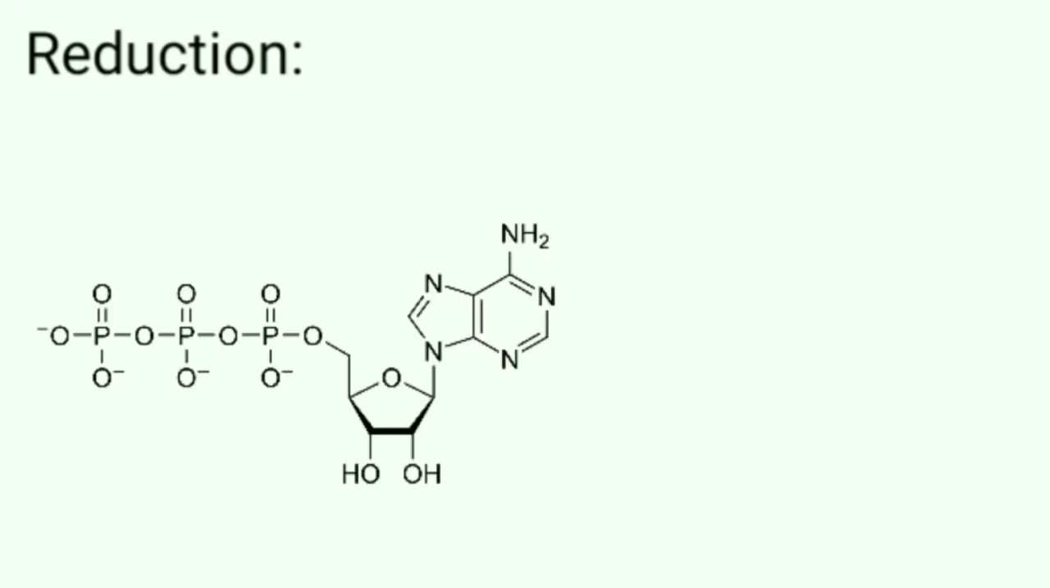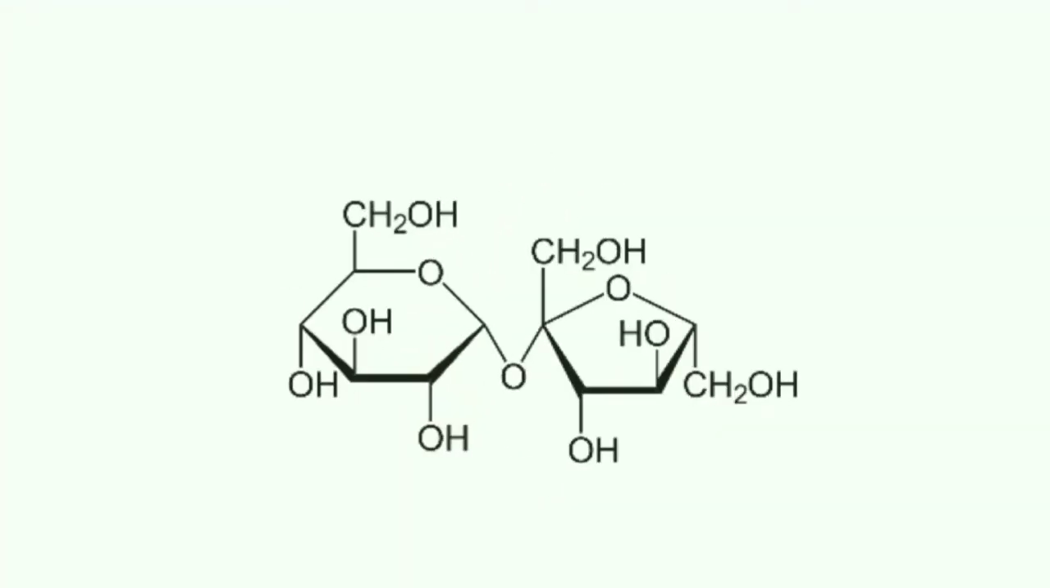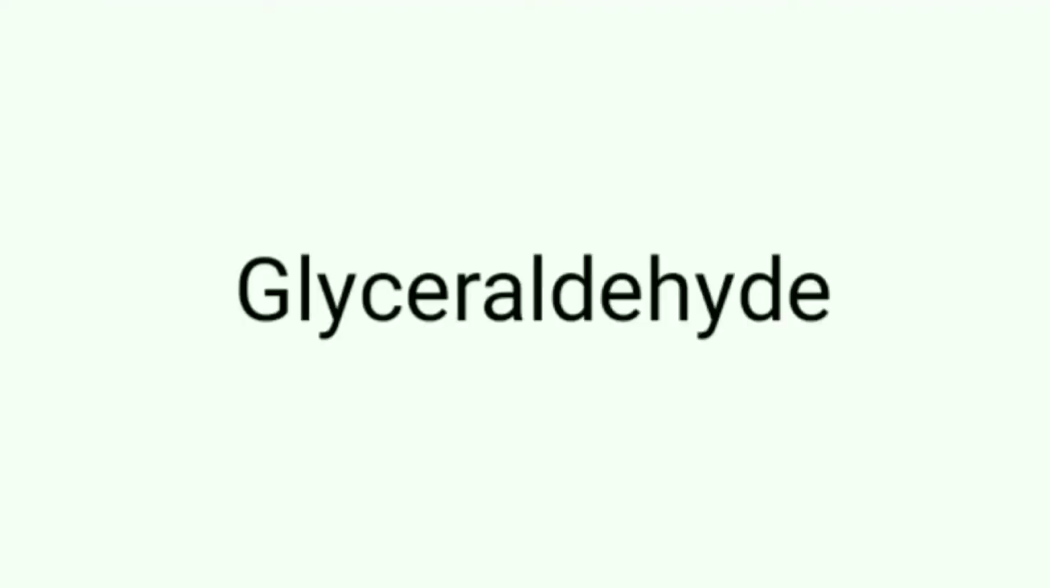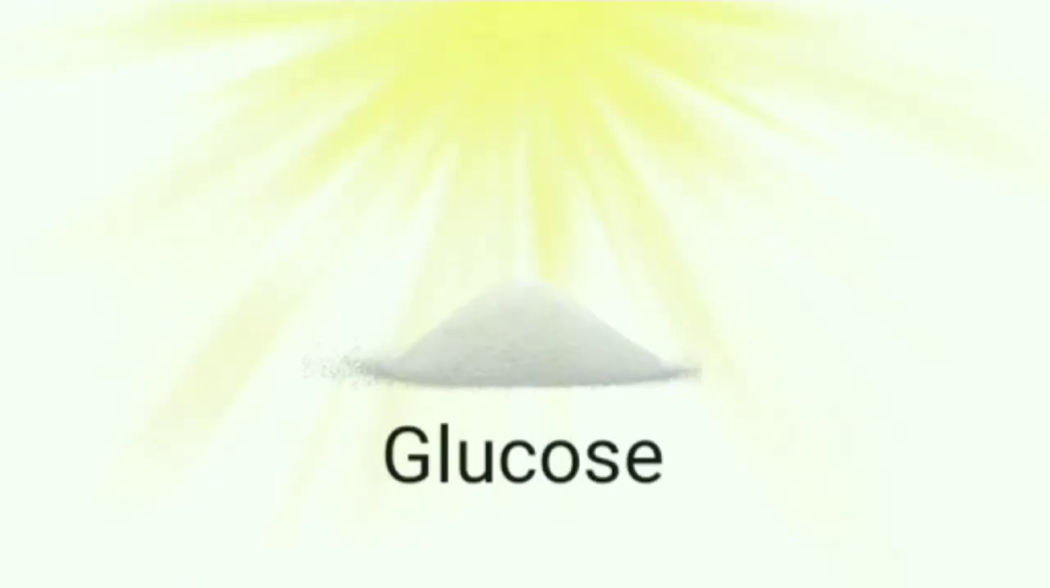Reduction. The ATP and NADPH from the light reaction pop in and transform the two 3-carbon molecules into small sugar molecules. The sugar molecules are called G3P. That's short for glyceraldehyde. Carbohydrate formation. Some of that G3P leaves the cycle to be converted into bigger sugars such as glucose.